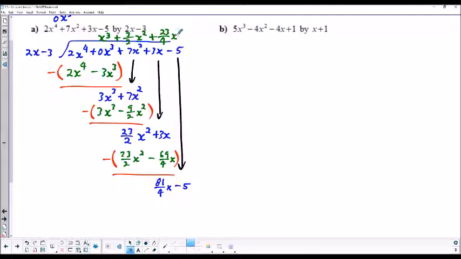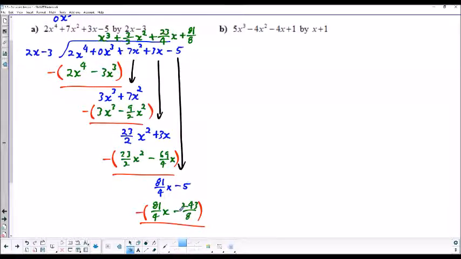And that would be 81 over 8. And 81 over 8 multiplied by 2x gives me then 81 over 4x. 81 over 8 times 3, negative 3, is negative 243 over 8. I subtract: 81 over 4x minus 81 over 4x is 0.